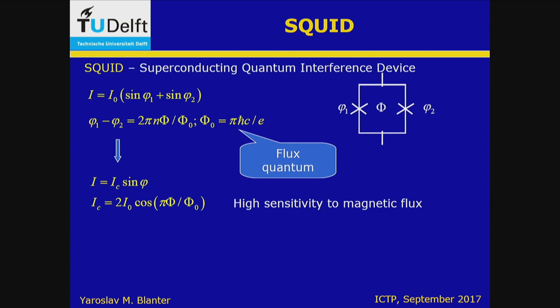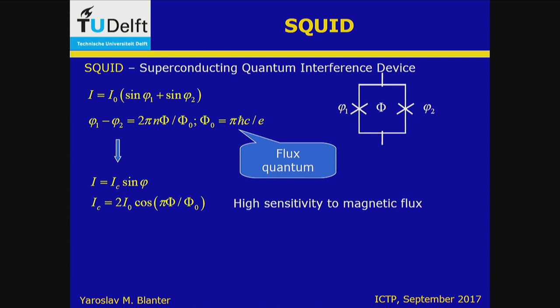And this phi naught, I already had it in my first lecture. This phi naught is a combination of fundamental constants, and it differs from the phi naught which I had in the first lecture by a factor of 2, because this e is a charge of an electron, but what we should have in the flux quantum is the charge of the Cooper pair, which is doubled. And that's why this superconducting flux quantum is twice as small as the normal flux quantum.